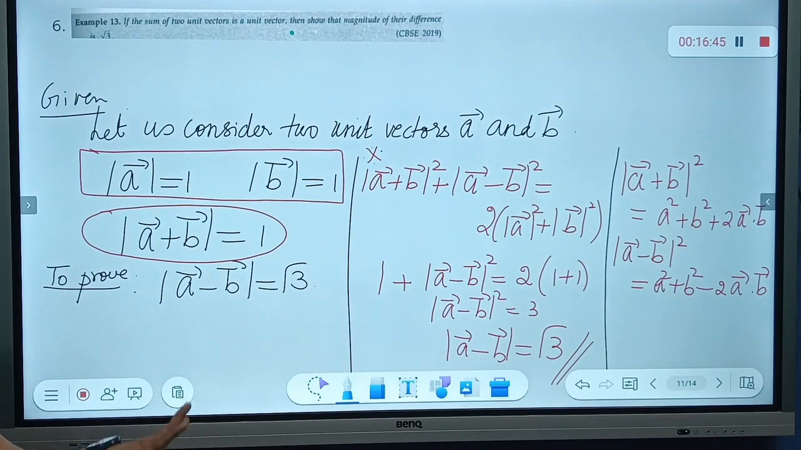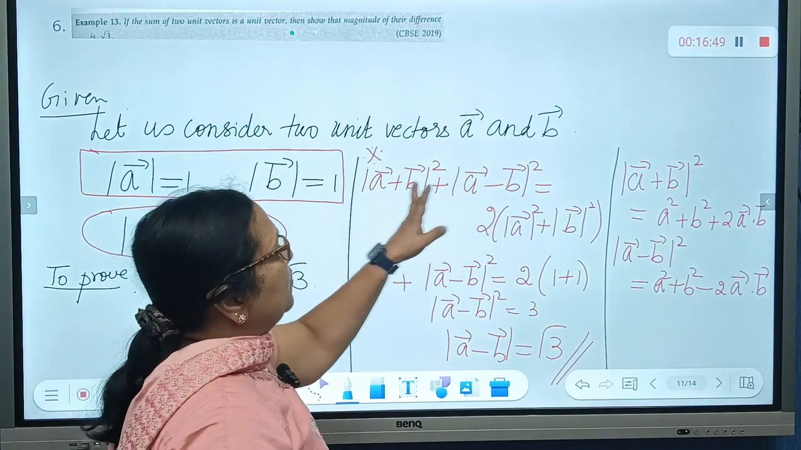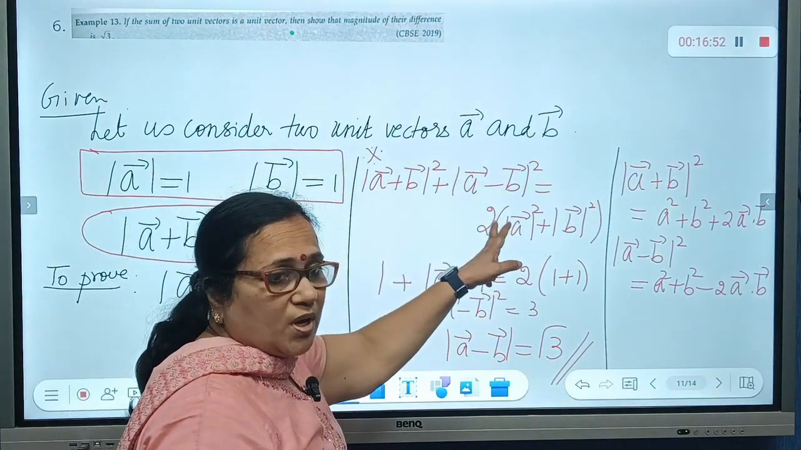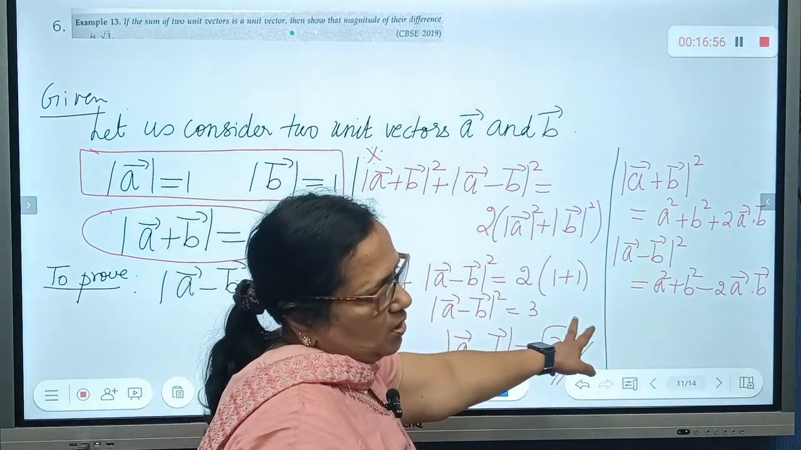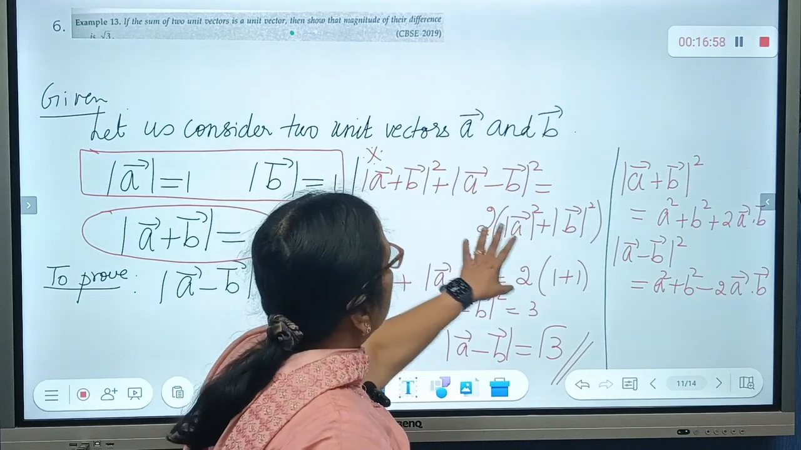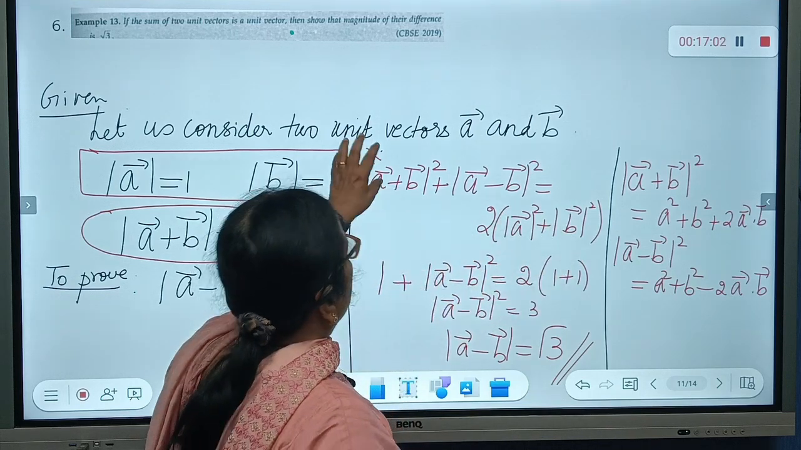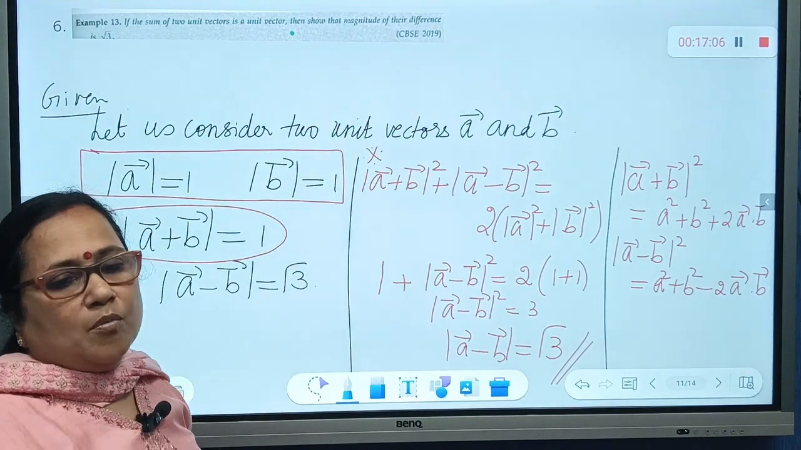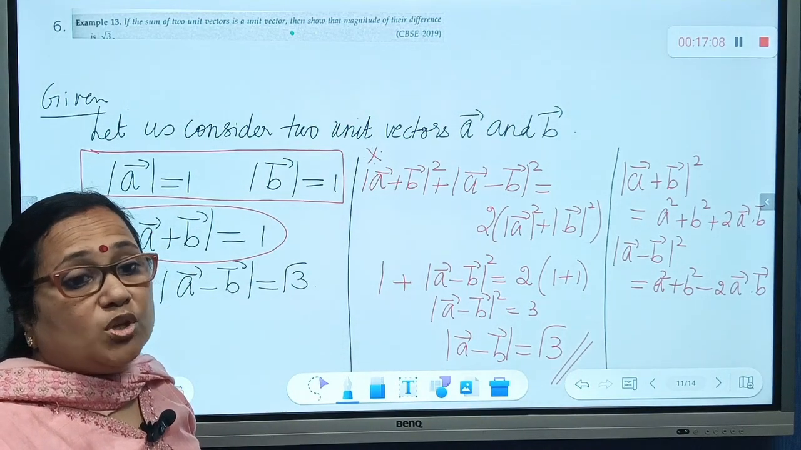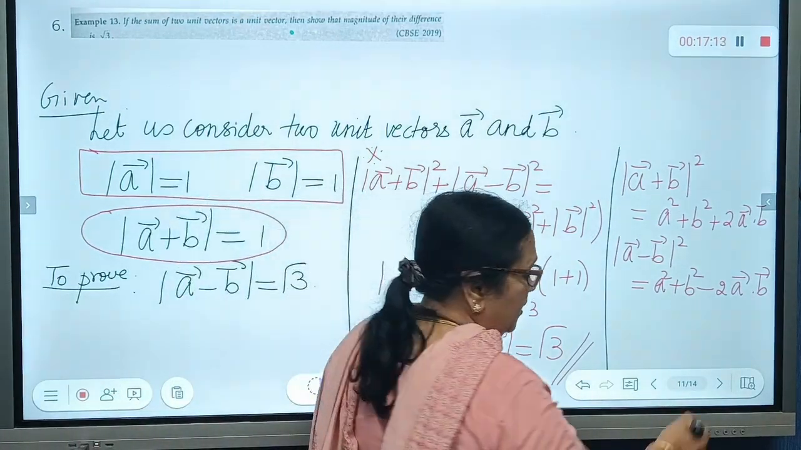Is it clear? So here we have used this idea that modulus of a plus b the whole square plus modulus of a minus b the whole square is equal to twice of a square plus b square. So once you understand that, since a, b are unit vectors and a plus b is also a unit vector, we are able to clearly solve for modulus of a minus b and show that its length is root 3. Is it clear, children?